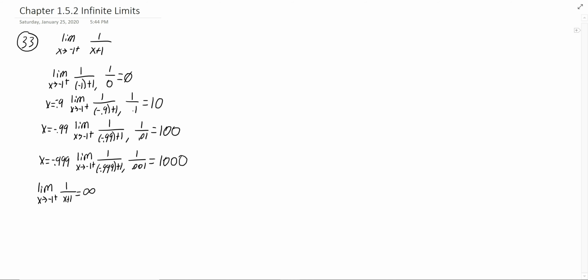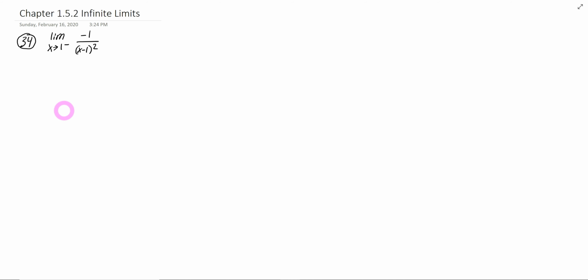Alright, so now we have this next question here. This is problem number 34. And in 34, we have the limit as x goes to 1 from the left of negative 1 over (x minus 1) squared. And so for this problem, we're going to start off as we did in the last one, and we're just going to try substituting in the value of our limit.